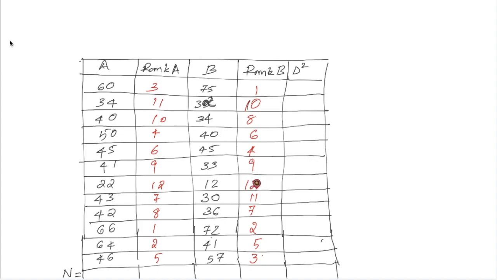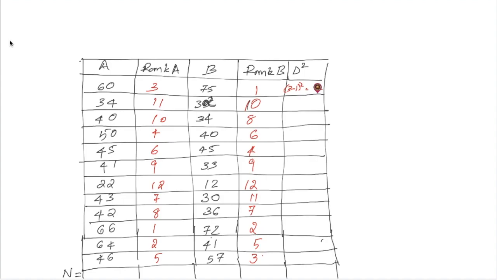Okay, now the second step. The first step was to give a rank for all the values. We have given first rank for the highest value and last rank for the lowest value. Now we are supposed to take the difference of ranks and square it. For example, for the first case it is 3 and 1. So 3 minus 1 squared, which is 2 squared, which is equal to 4.